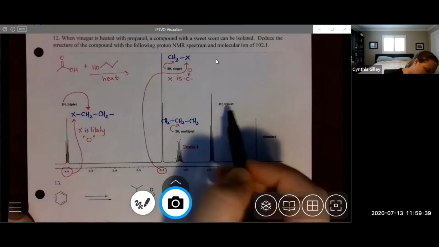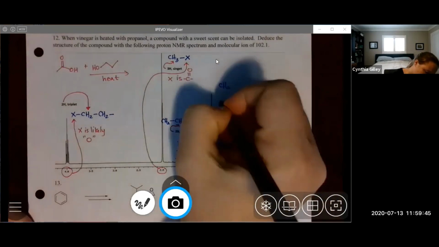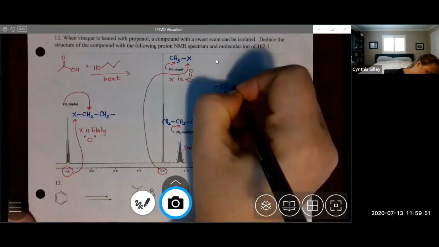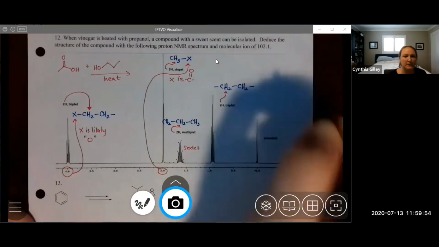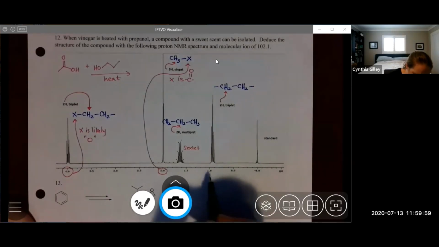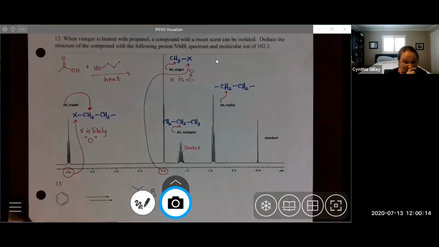We have a 2 hydrogen signal, so I'm going to write CH2. And it's a triplet, so I know that I have 2 neighbors. And if I'm looking at the chemical shift here, we're closer to 1. So what is this likely to be next to? Probably not an oxygen directly. Right? So how can we put this together? Okay.